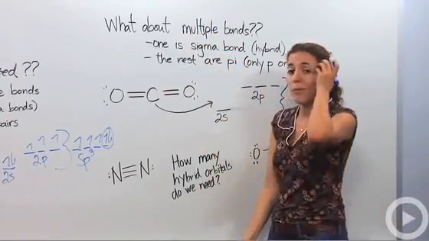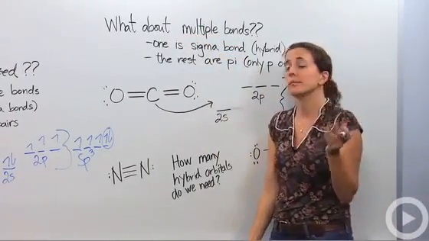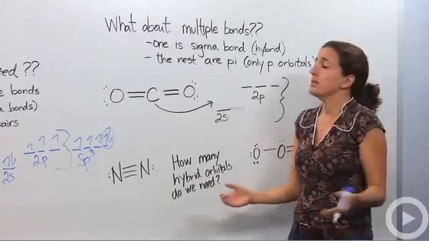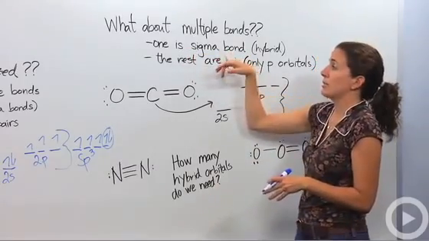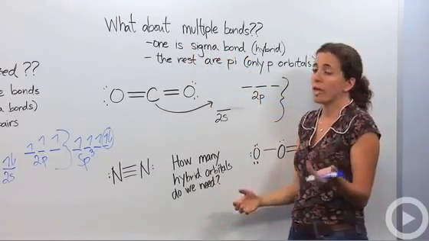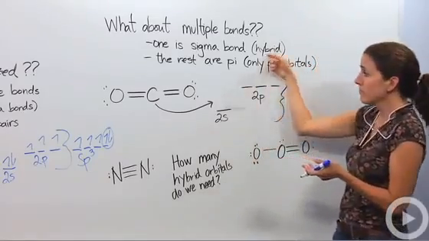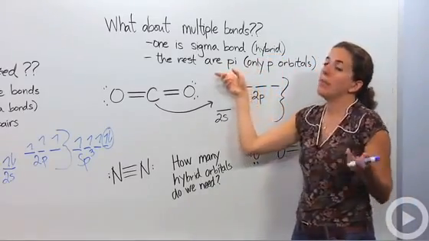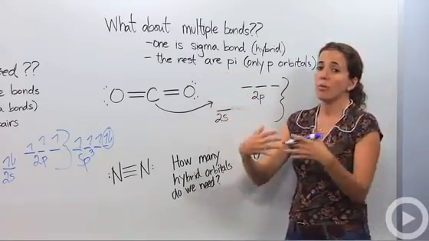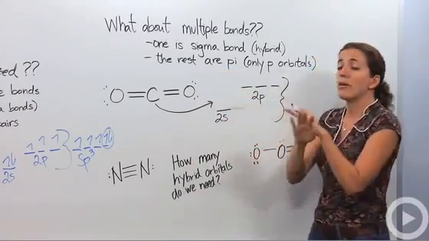There are definitely cases when we have multiple bonds, double bonds and triple bonds. So what happens in those? Well, one of those bonds within a multiple bond is called a sigma bond. And again, don't forget, sigma bonds are hybridized. So one of those bonds is going to be hybridized. The rest of those bonds are called pi bonds. Those pi bonds are just p orbitals overlapping each other. They are only p orbitals.